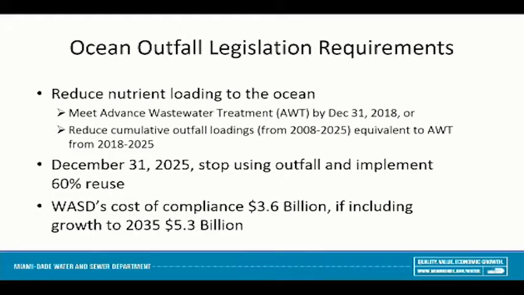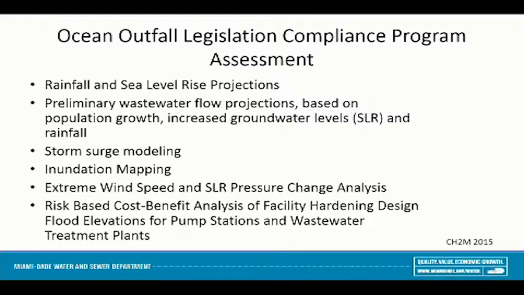But we didn't do it in isolation. We looked at projections for the year 2035. So when you add those facilities that we need for growth, the total program is $5.3 billion. That's big enough that we need to take it very seriously and look at the impacts of climate change before we start building all these things. To assist us with implementing the program, we hired CH2M Hill, who is our owner representative for the program. They did a significant, extensive assessment of how climate change will impact us.